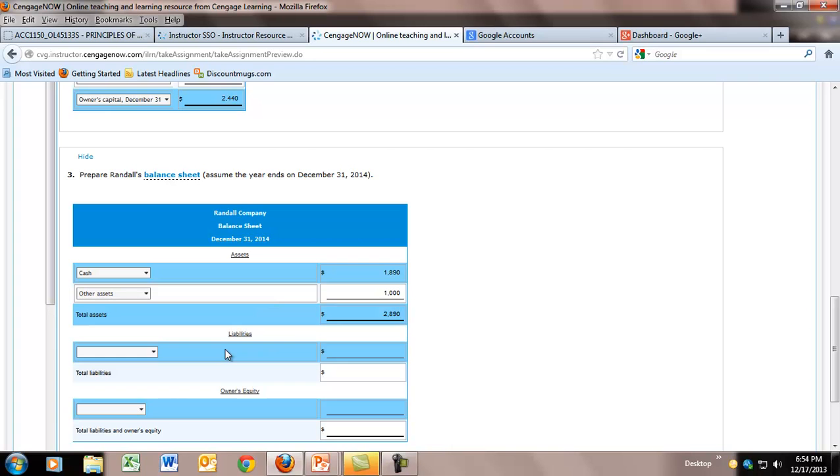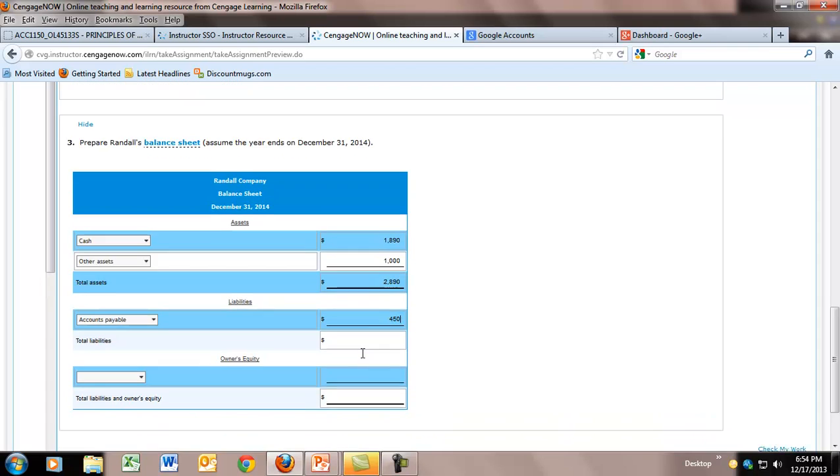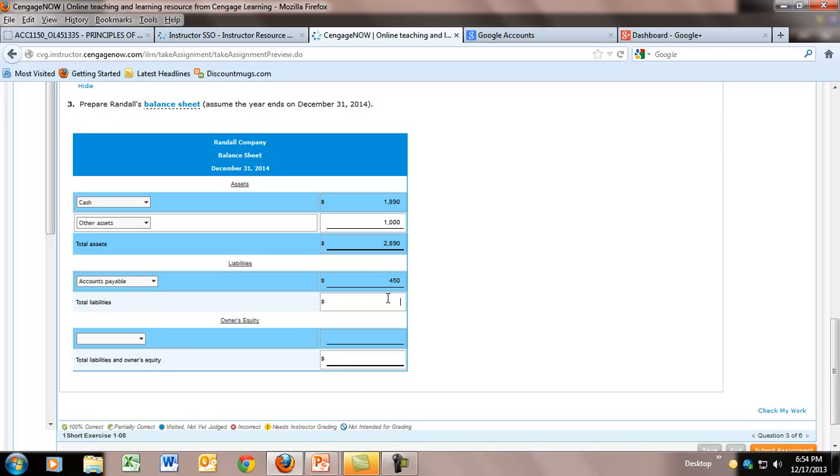And if I were to scroll above, the only liability it listed was accounts payable. So I'm going to put in my accounts payable, and the balance of my accounts payable is $450. My only liability was accounts payable, so my total is also $450. Now I'm ready to put in my owner's equity. And it's important to note that on the balance sheet, we want our ending owner's equity.